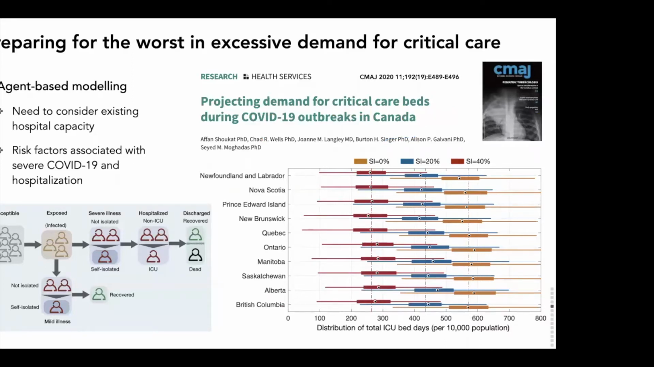So that was on the States side. On the Canadian side, we also did a modeling study, which was agent-based modeling, essentially looking at the excess demand for critical care. We collected data on critical care capacity in Canada for different provinces. And we developed a model, and this model is still based on initial understanding of the disease, before a lot of different characteristics of the disease were determined based on the data that came out following this study. So we needed to consider existing hospital capacity, and we looked at the risk factors associated with severe COVID-19 and hospitalization, which affected a lot of individuals in the older population.